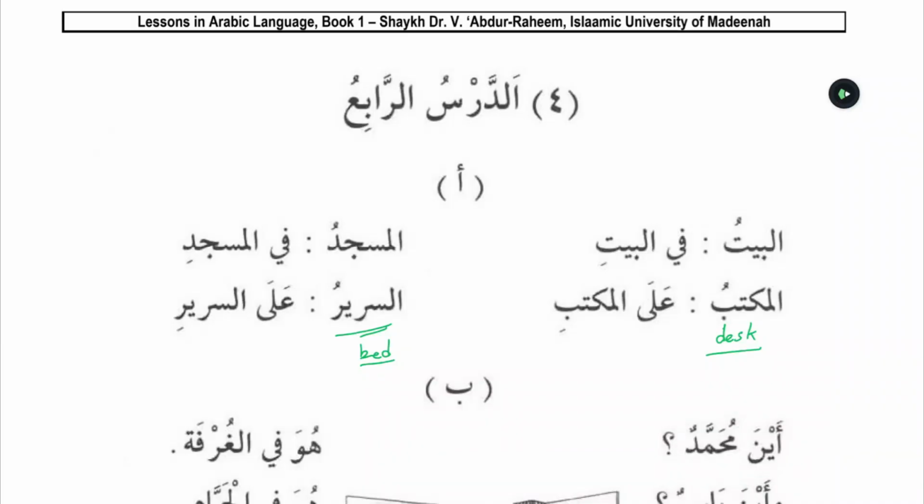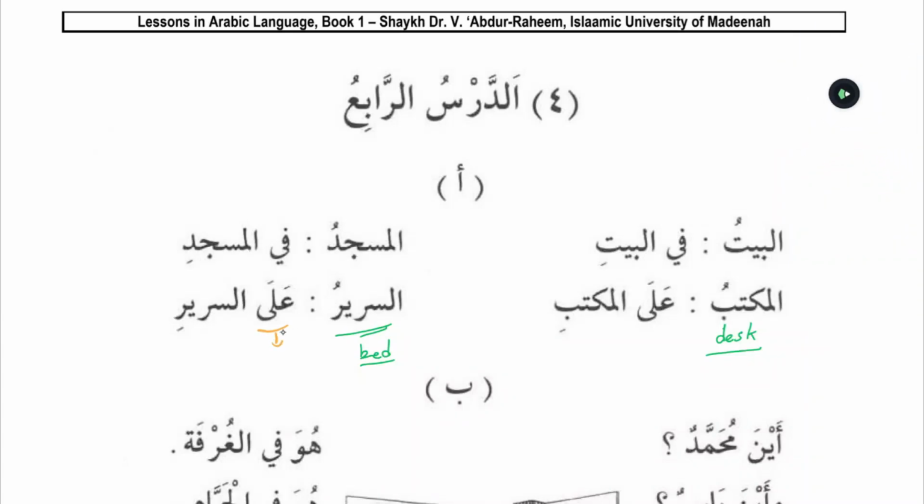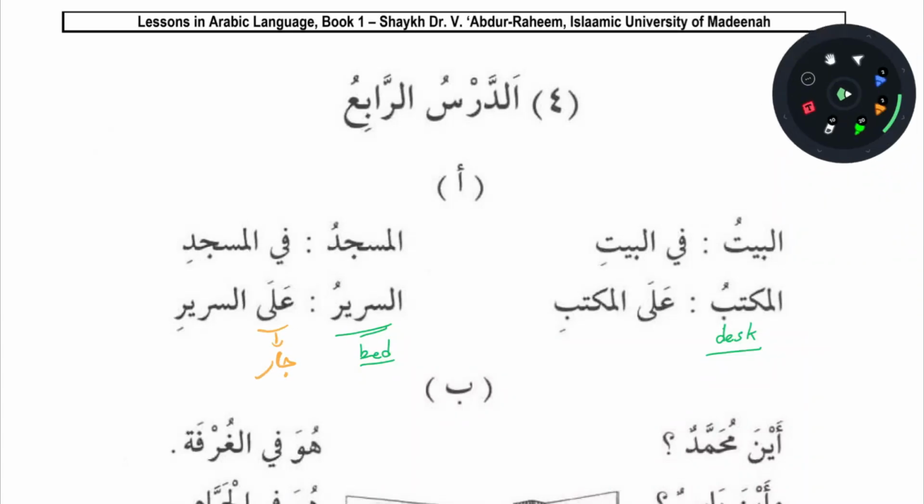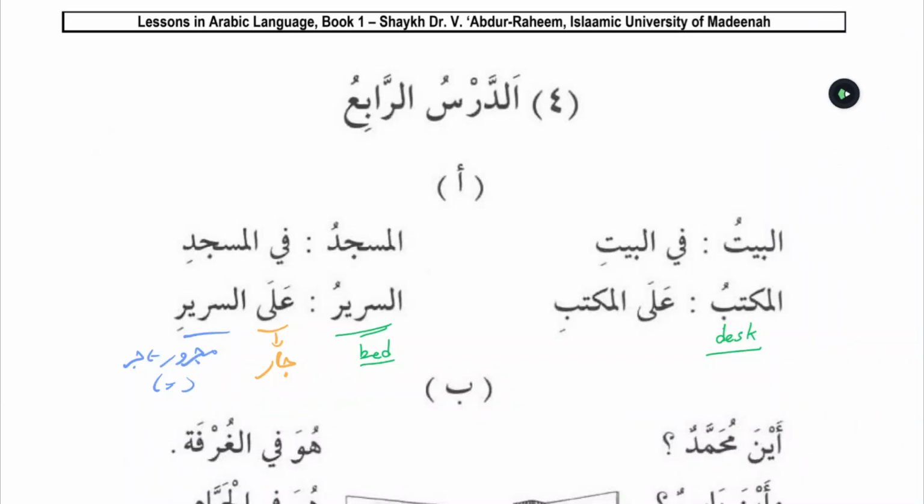Number two, on that word as-sariru, ala entered. Ala is a harful jar, just like fi is a harful jar, just like bi is a harful jar, just like ila is a harful jar. And therefore, the upcoming word as-sariri is the majroor, and that majroor falls under the position of jar, and jar is reflected by a kasra, as we've taught previously. Okay.